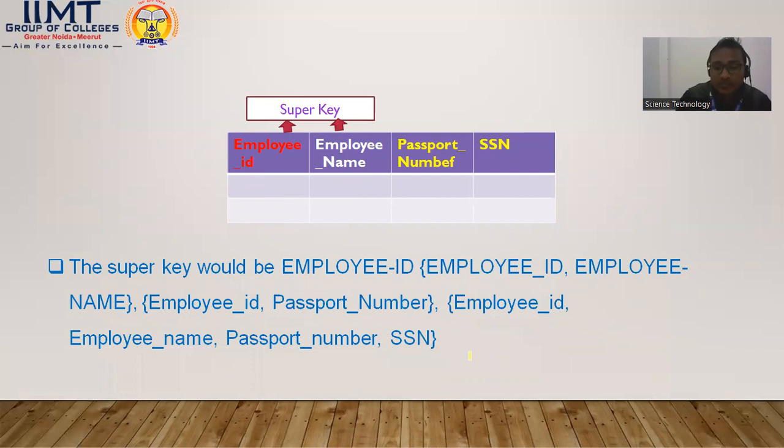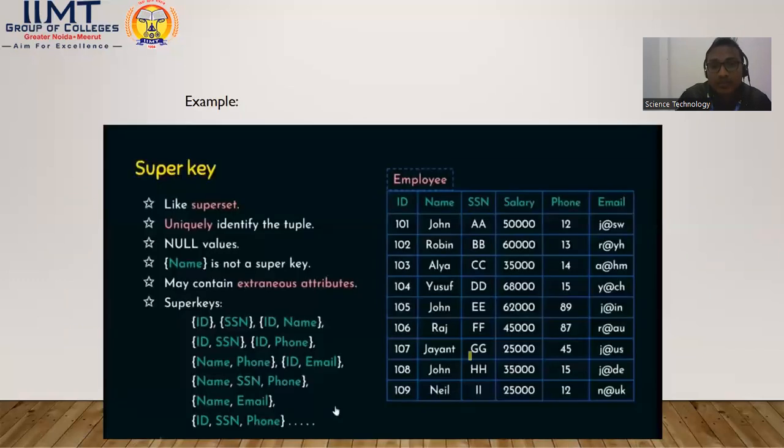So this may be blank, this may be null. A super key may contain extraneous attributes. ID is a super key. SSN, ID name: a superset is a group of attributes. ID phone number, name phone, ID email, name SSN phone, name email, ID SSN phone. All of these we can create as a super key.